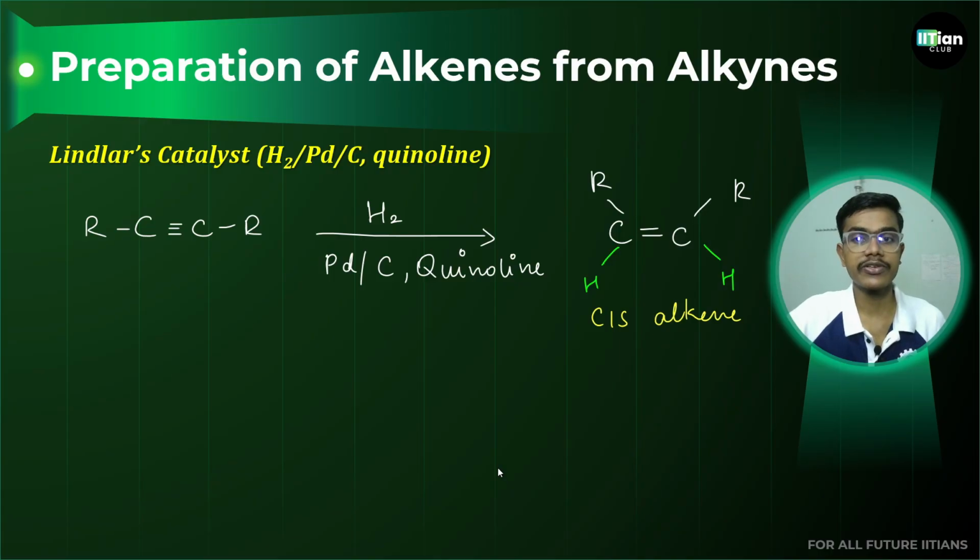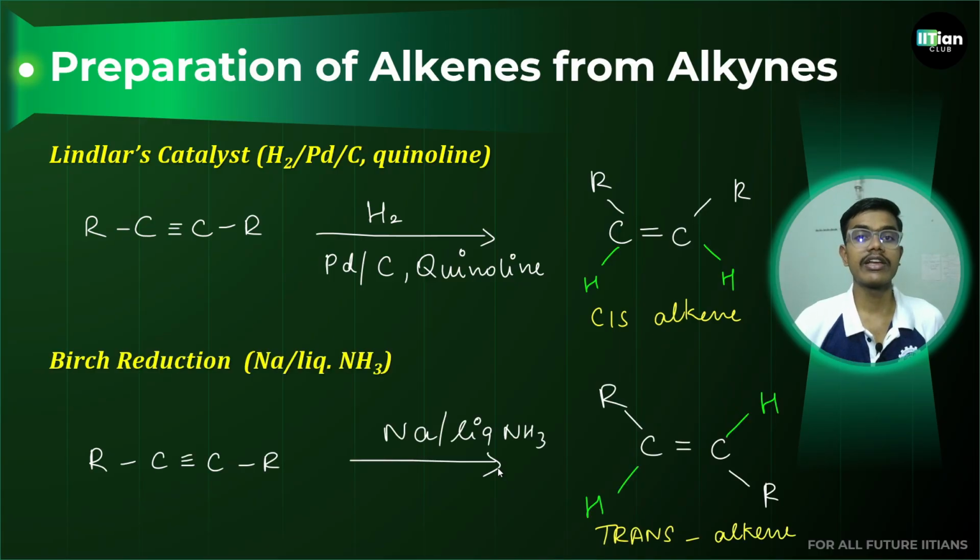Note that. And next you have Birch reduction, wherein you will be using the reagent sodium in the presence of liquid ammonia. This also will be giving you an alkene, but this gives you trans alkene. In cis, you can see both R groups are in the same direction, but in trans alkene, you can see both hydrogens are in the opposite direction. I hope you got this.